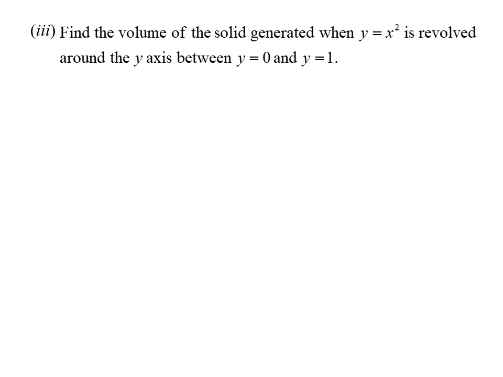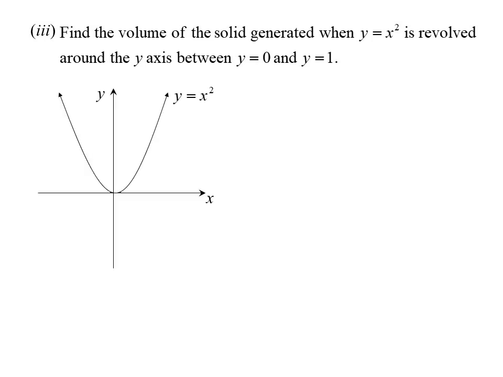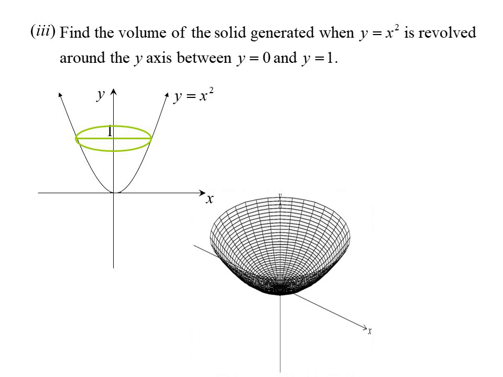Alright, well let's look at some shapes we don't have formulas for. Volume of the solid generated when y equals x squared, so our parabola, and we're going to rotate it around the y-axis. Let's draw a picture of that. So here is our parabola, y equals x squared. We're going to rotate that section from 0 to 1 around the axis, and we get, well, there's a wire diagram of it, a shape called a paraboloid.